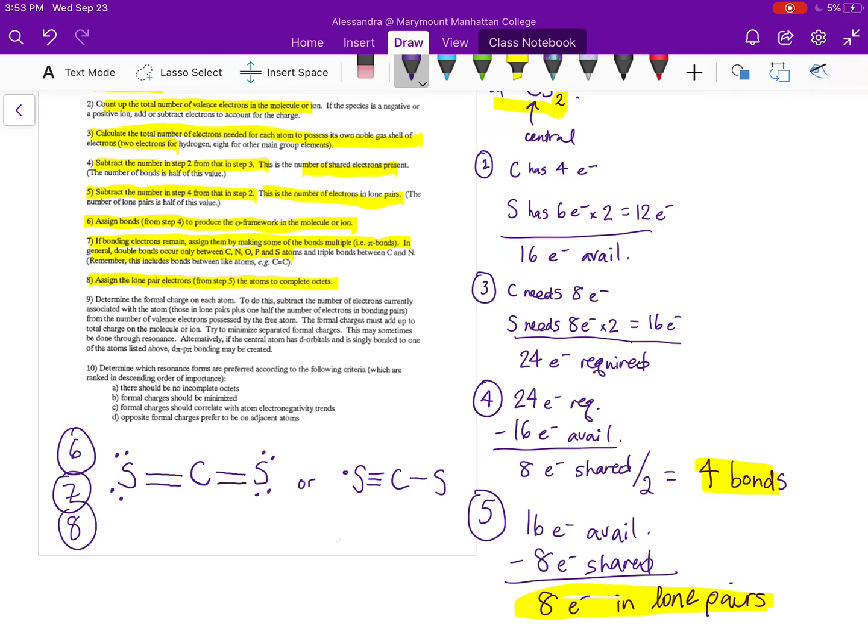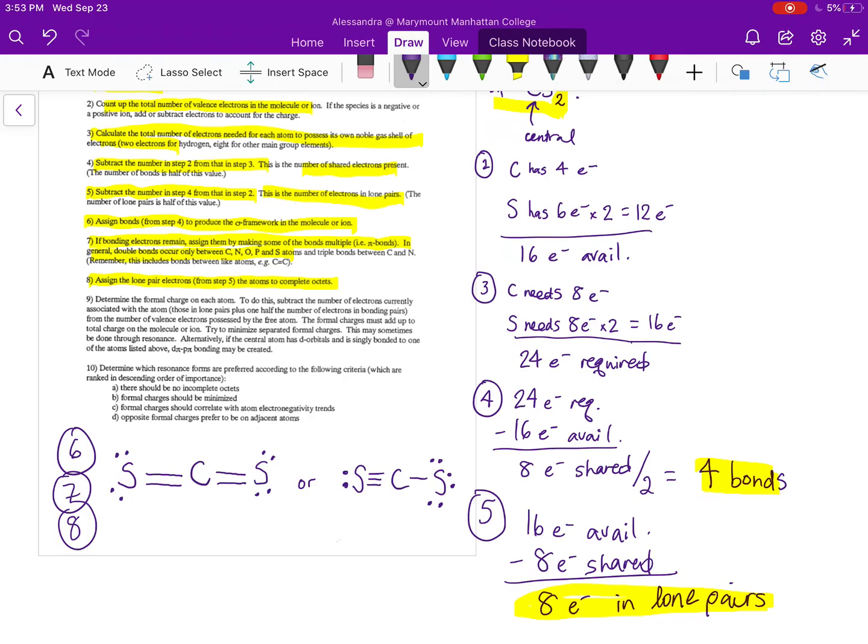Now, in this version, this sulfur already has 6 electrons that it's sharing, so I only need to put 2 more to fill its octet. However, for this one, I need to put electrons around all the sides of it.